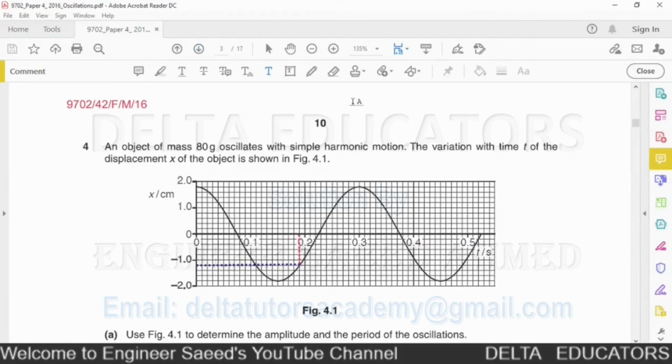Now question number 1. This question is from paper 4 variant 2 of February-March 16. In the paper it is question number 4. An object of mass 80 gram oscillates with simple harmonic motion. The variation with time t of the displacement x of the object is shown in figure 4.1. Use figure 4.1 to determine the amplitude and the period of the oscillations.